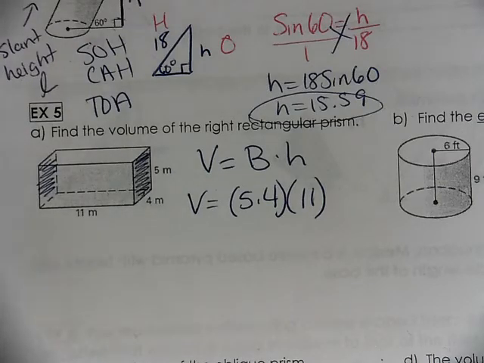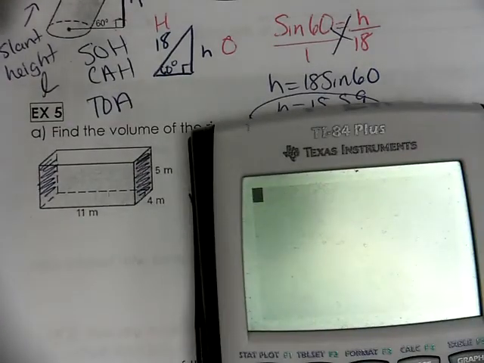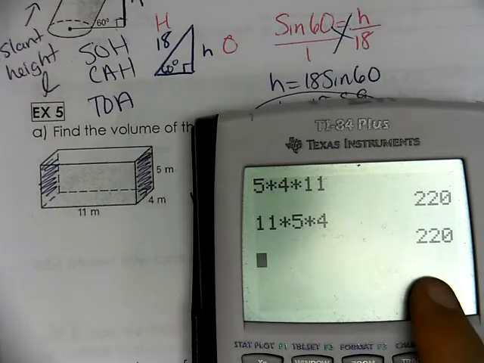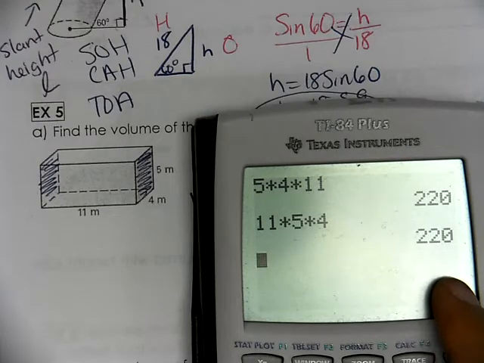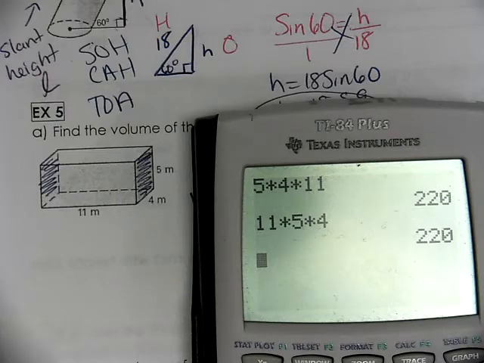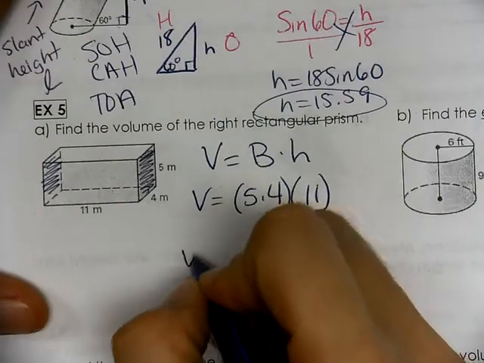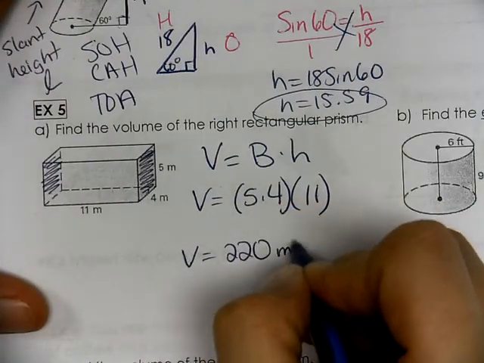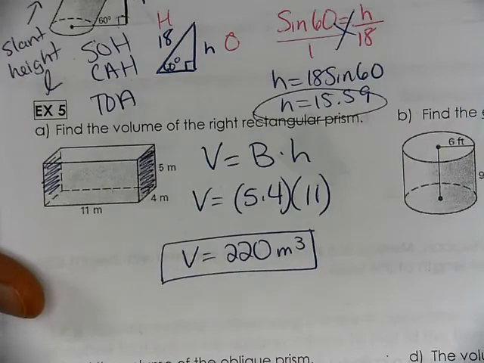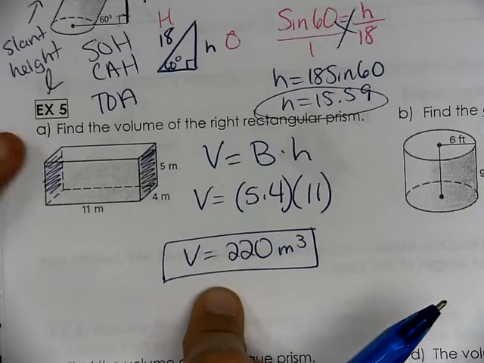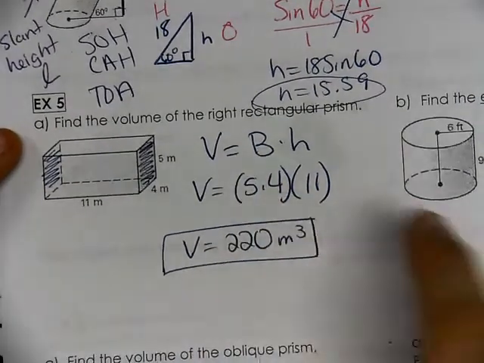But think about multiplication. 5 times 4 times 11, isn't that the same as 11 times 5 times 4? So it doesn't really matter when you do a rectangular prism which number you put in the base and which one's the height. This is the only one where you just multiply all three numbers, call it a day. So 220 cubic meters. So this is the only one it does not matter. I still want you to see the three numbers being multiplied.